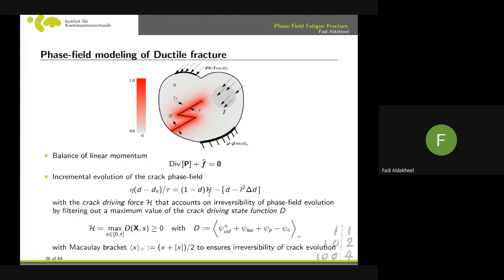So if you start your simulation or your theoretical background from a variational sense, you will end up with such a crack driving force in terms of the crack driving state function, which says that you have the positive elastic energy, if you have spectral decomposition or, let's say here, the Amor split, plus the plastic one. When they reach the critical one, the fracture will start. This is what this will tell us. Nice, so it is one possibility for how one can describe it.